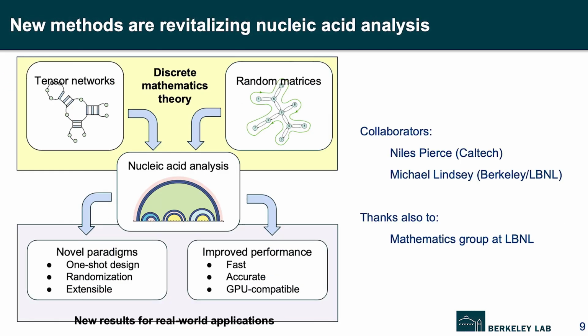So with that, I hope I've demonstrated how some of these surprising and new methods are impacting nucleic acid analysis. I brought in tensor networks and random matrices in a fundamental way to affect these problems, and I think this has led to some new paradigms that have future applications: one-shot design, randomization, and extension to different materials. And then on the performance side, our models have also proved to be fast and accurate, and we've also programmed them on a GPU for the first time.